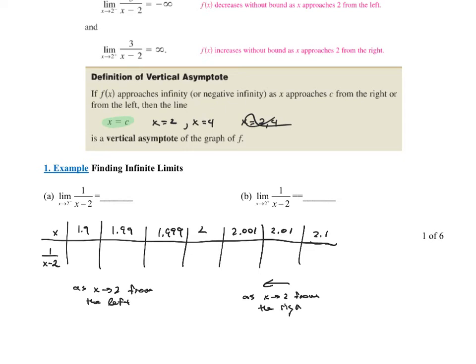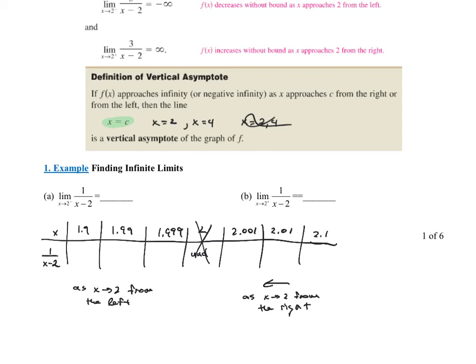Notice, if we tried to plug in 2, that would be 1 over 0, which is undefined. 1 over 2 minus 2 is 1 over 0. 1 over 0 is undefined. And again, for limits, we don't care what happens at that point, only near the point. So go ahead and use your table on your calculator to figure that out. So again, I'm hitting the table. I'm typing in the function under y equals. I'm doing 1 divided by, using the fraction button, x minus 2. Hit enter.